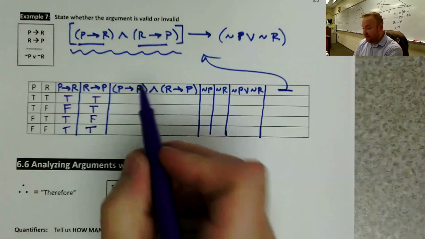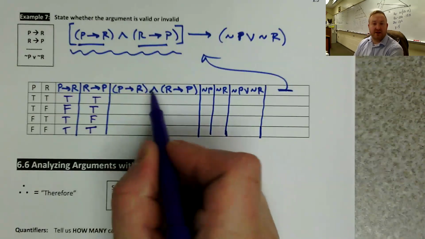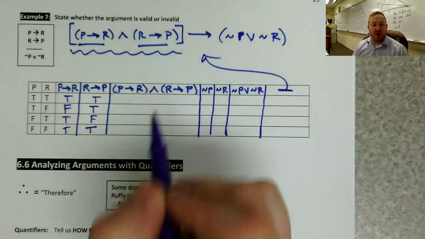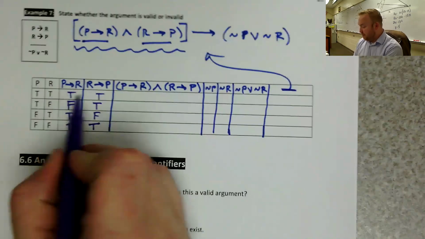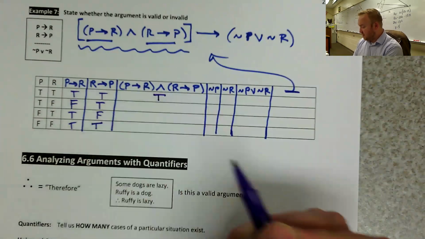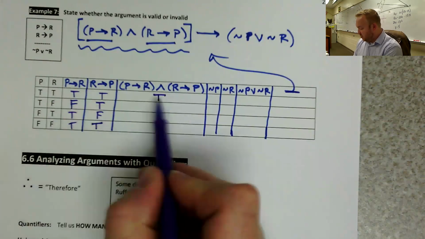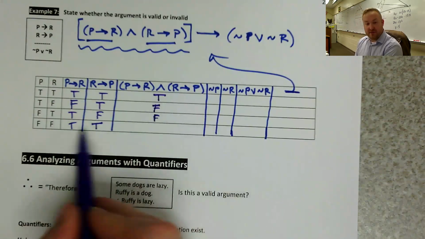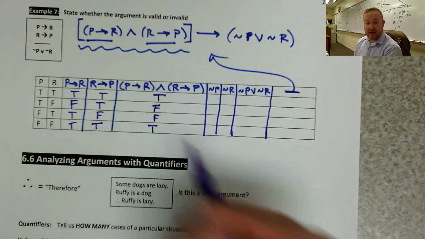Okay, now that I have these two parentheses, I'm now ready to do the conjunction of those, which is an and statement. And the rule for and is only true if both are true. So right off the bat, both of these are true. So I can say this is true. These are not both true, so I have to put false. Not both true, so I have to put false. Here, they're both true again, so I say true.